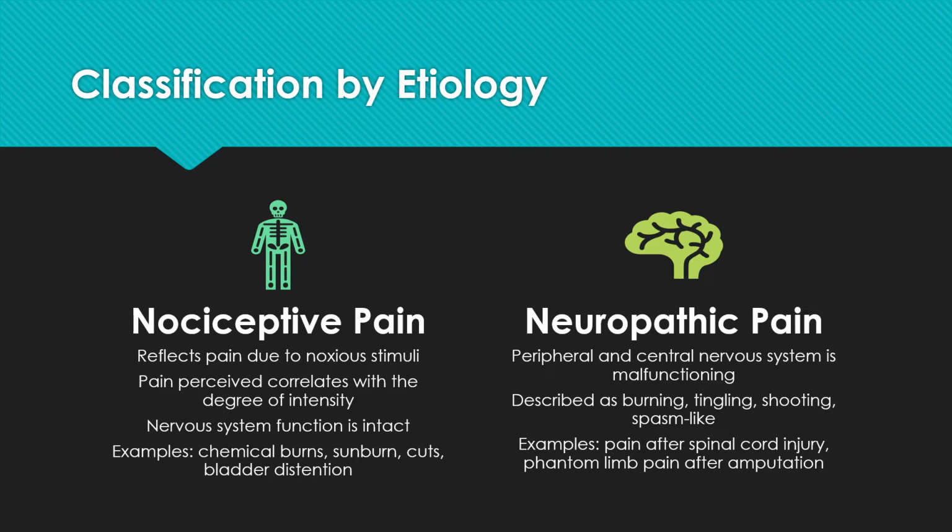When we think about neuropathic pain, that's a malfunction of our peripheral or central nervous system. So they may describe things like, oh, it's a burning sensation, it feels tingling, it's shooting, spasm-like, right? Then we're thinking neuropathic. So pain after a spinal cord injury, maybe they have phantom pain after they've had an amputation. So just understand the differences in our duration, which is acute or chronic, and etiology, which is nociceptive or neuropathic.